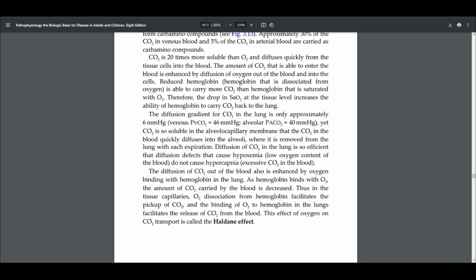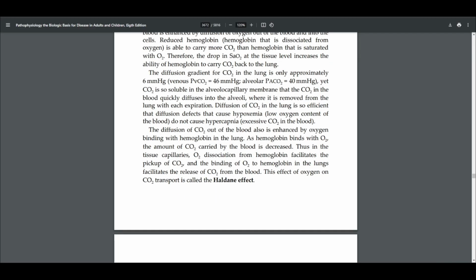CO2 is 20 times more soluble than oxygen and diffuses quickly from the tissue cells into the blood. The amount of CO2 that is able to enter the blood is enhanced by diffusion of oxygen out of the blood and into the cells. Reduced hemoglobin is able to carry more CO2 than hemoglobin that is saturated with oxygen. Therefore, a drop in SaO2 at the tissue level increases the ability of hemoglobin to carry CO2 back to the lung.